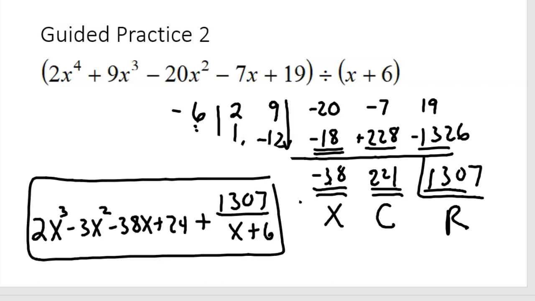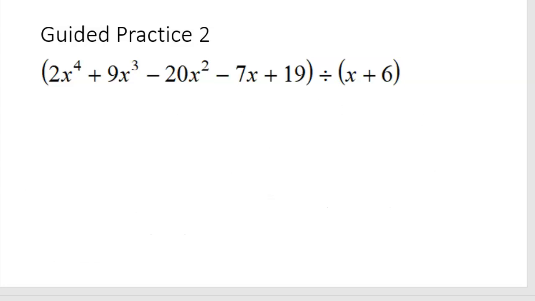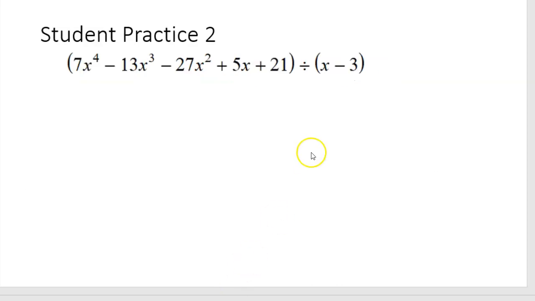All right, there you have it. So let's go ahead and have you guys do a student practice now. Not a guided practice, but a student practice, which means you guys are going to do it from beginning to end on your own. Don't forget to look and see if you have any missing terms. If you do, put zeros in their places. But other than that, I'll let you guys go ahead and try it from here.